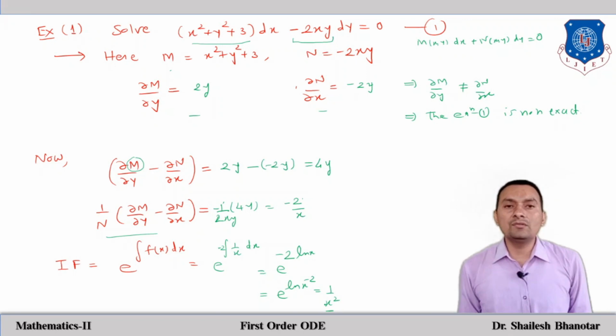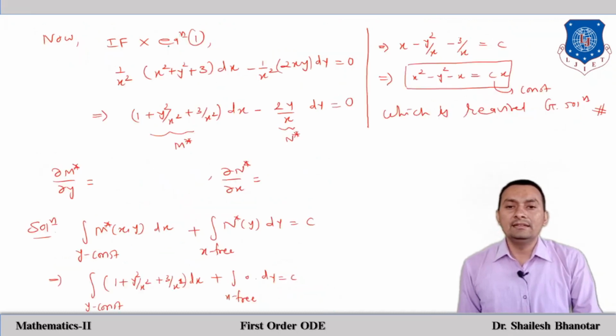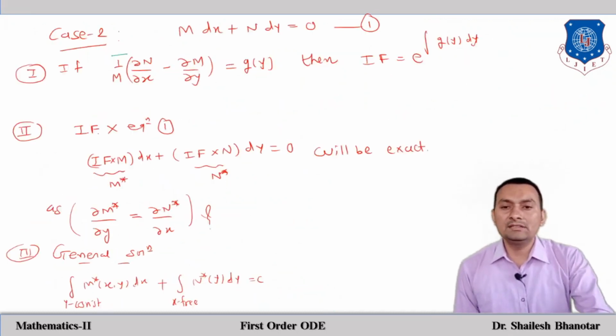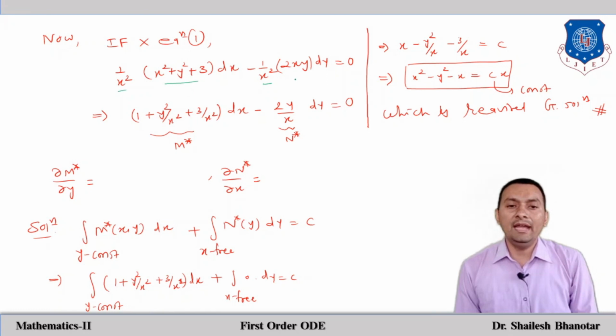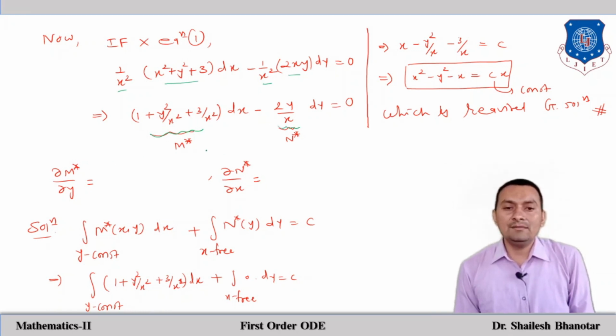Now our next step is what? We will multiply this integrating factor with equation number 1. So 1 by x square times M(x,y), and 1 by x square times N(x,y). After simplifying, I will get M star and N star. Let me write here: M star is 1 plus y square divided by x square plus 3 divided by x square, and N star is nothing but minus 2y by x.